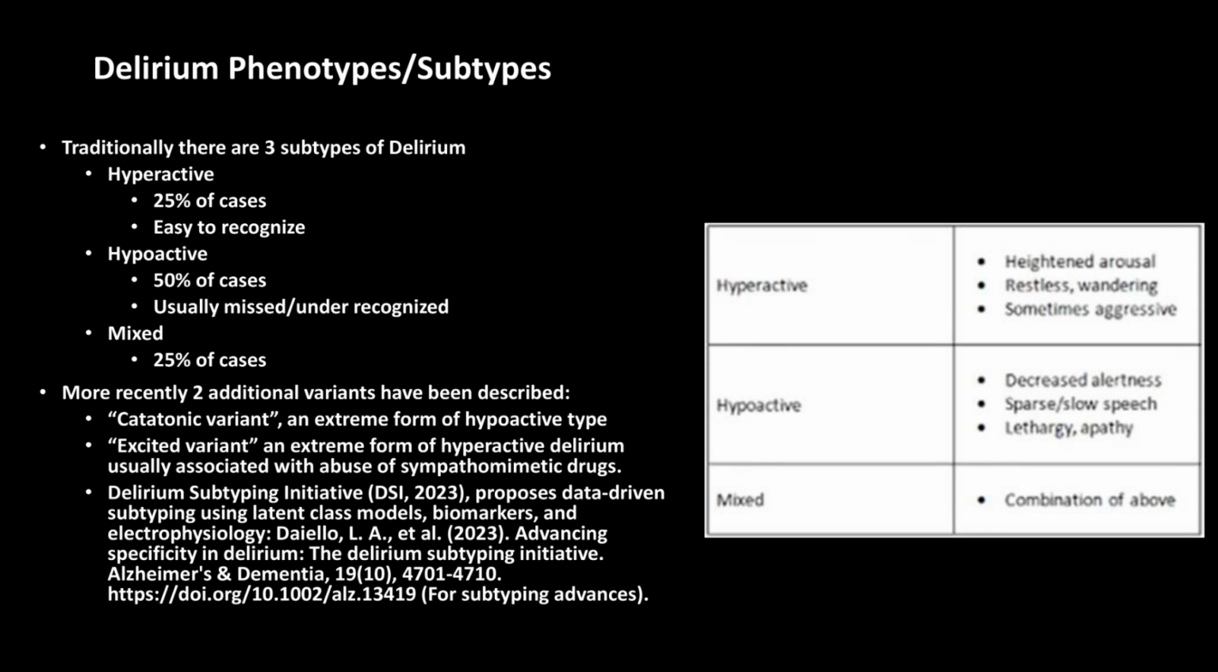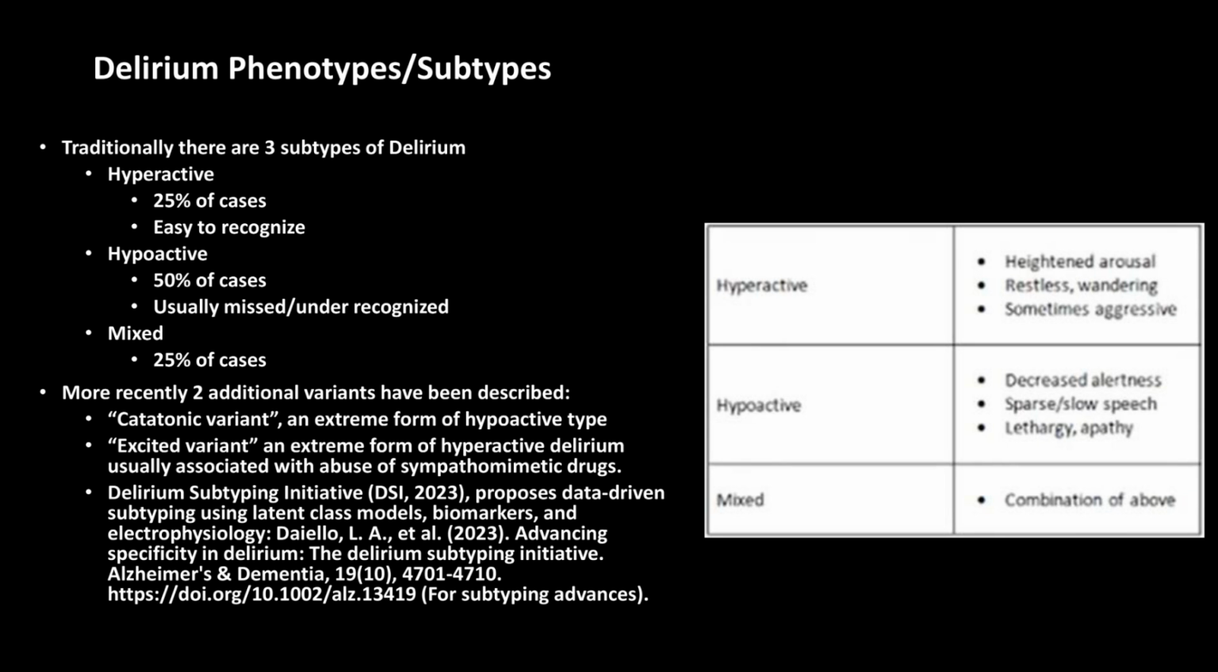Traditionally, we think of three subtypes of delirium: hyperactive, hypoactive, and mixed. Hypoactive is 50% of the cases. Usually, the hypoactive subtype of delirium is missed or under-recognized. The symptoms of hypoactive delirium are decreased alertness, slow speech, lethargy, and apathy. Hyperactive delirium is very easy to recognize and constitutes 25% of the cases. Symptoms of the hyperactive subtype of delirium include heightened arousal, restlessness, wandering, and aggressive behaviors. The mixed subtype is a combination of hyperactive and hypoactive.